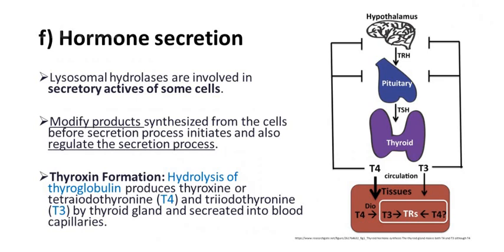Lysosomal hydrolases are involved in secretory activities of some cells. They can modify products synthesized in the cells before the secretion process initiates and also regulate the secretion process. For example, during thyroxine formation, lysosomal enzymes are involved in the hydrolysis of thyroglobulin and help to produce thyroxine or tetraiodothyronine, or T4, and triiodothyronine, or T3, by the thyroid gland. Then they are secreted into blood capillaries.